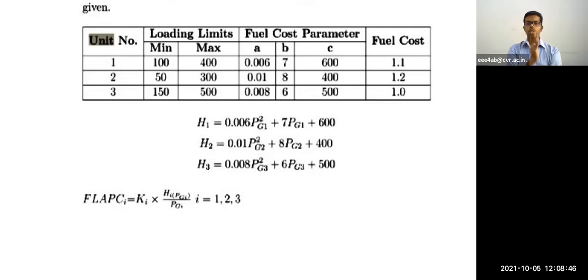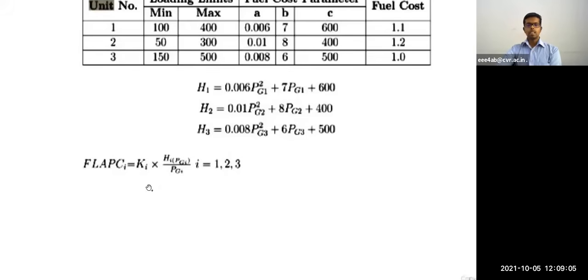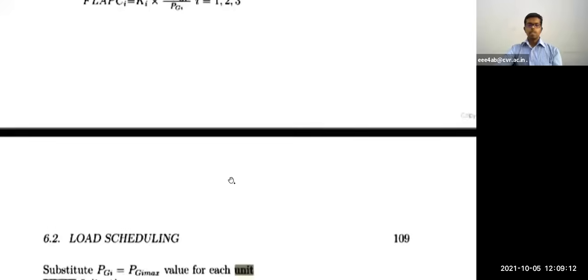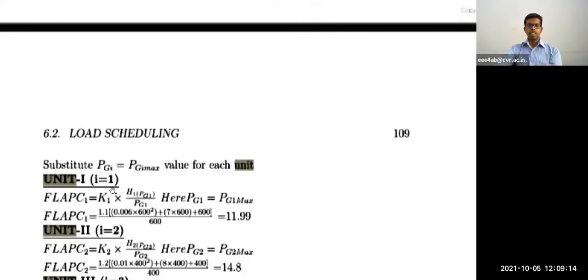There you need to substitute the fuel cost. So FLAPC of I is equal to KI into HI of PGI divided by PGI, for I equal to 1 to n. Here only 3 generating units are given: 1, 2, 3. So how to calculate? You need to calculate FLAPC for the 3 generating units, starting with the first generating unit.